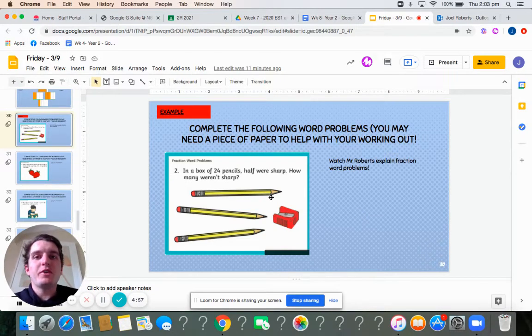Hey, you two. I'm just going to give you guys an example of how to solve word problems with fractions.